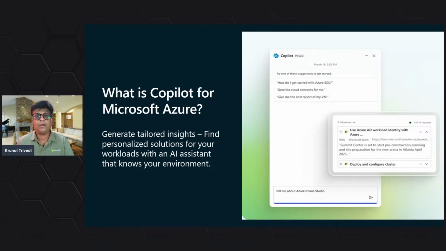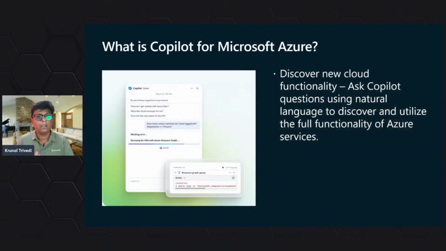You can use Copilot for Azure to write and optimize code. You can ask Copilot to generate a PowerShell script for you, to generate Azure CLI script, or you can ask Copilot to generate Kubernetes YAML files and authoring API management policies and so on.